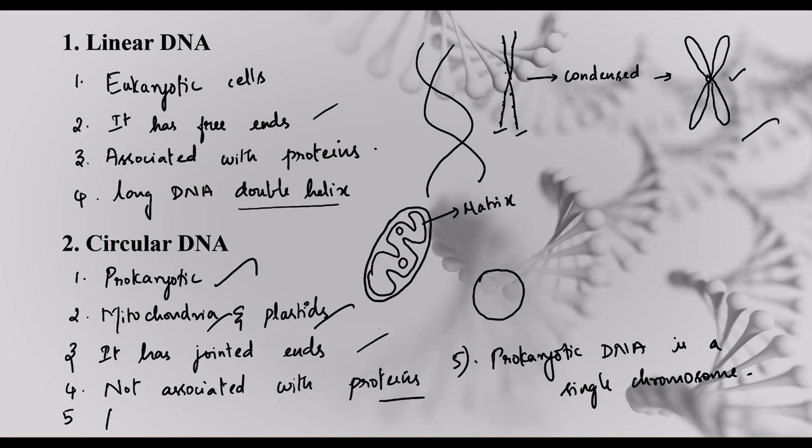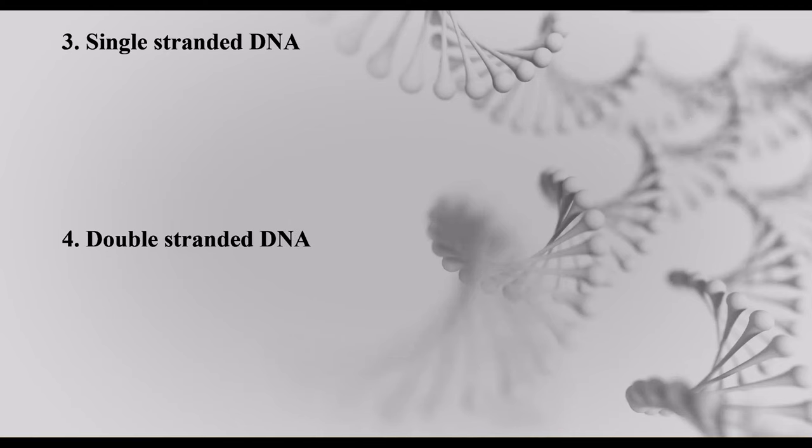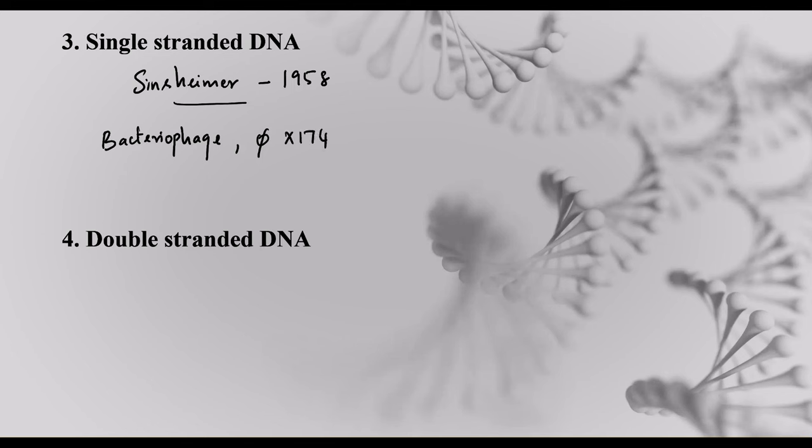Now let's go to the next type of DNA. The next is single stranded DNA. This was observed by the scientist Sinsheimer in the year 1958. He observed this single stranded DNA in the bacteriophage called phage φX174. This bacteriophage has a spherical shape. Actually it will be looking like this.